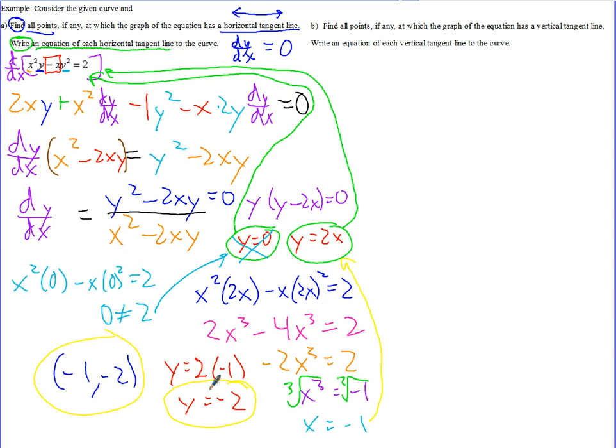Right, that's for part A, and we've done a lot of the work now that can help us with part B. So let's find all the points of interest at which the graph of the equation has a vertical tangent line. So with a vertical tangent line, vertical lines, remember, have a slope that's undefined.